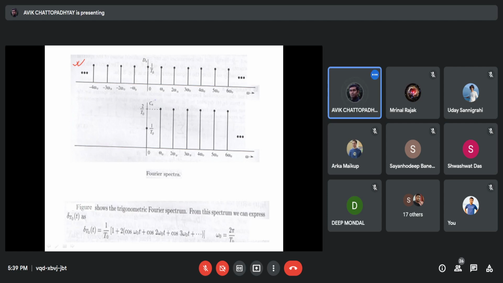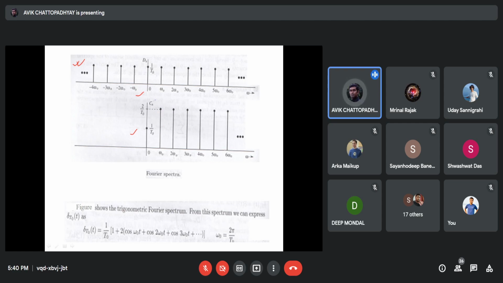Now you just see, the DC term is the same whether you are representing in this way or that way. The only thing is that whatever is there is both sided. So the two things are getting clubbed together and you are plotting for one side, that is for the positive half, so it becomes double. If it is 1 by T naught at omega naught and minus omega naught, it will be twice of that for omega naught, that means 2 by T naught. Similarly for all other frequencies.